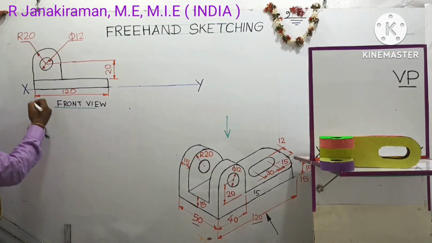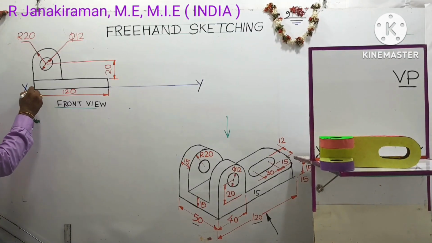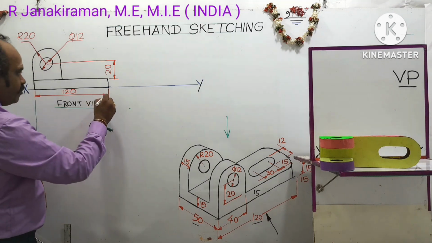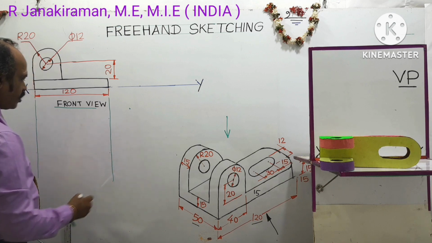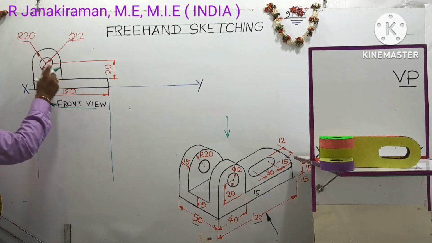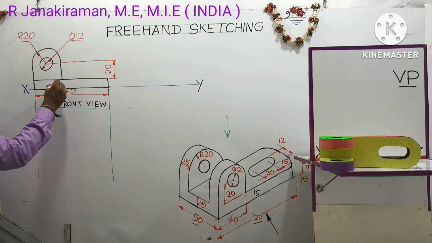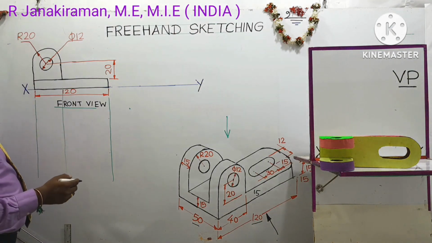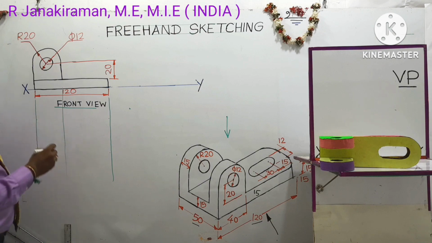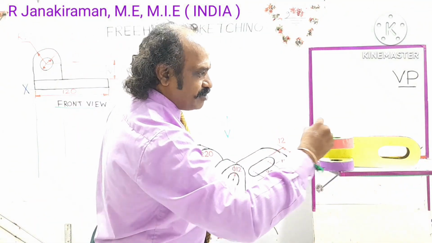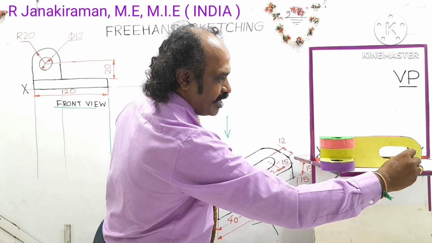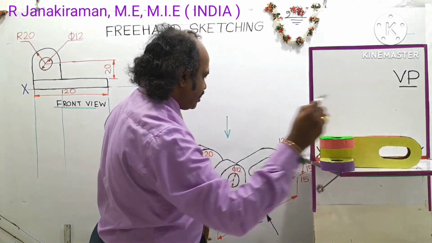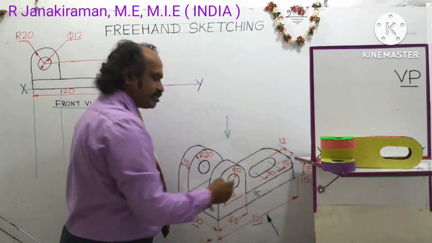Using a 2H pencil, draw projection lines from both ends of this front view, like this. You can also extend this part. Next, using an HB pencil, we are going to draw the top view. Another name for top view is plan. This yellow color part will look like a rectangle with a radius on the right end, with curvature. This is the curvature looking from the top surface.